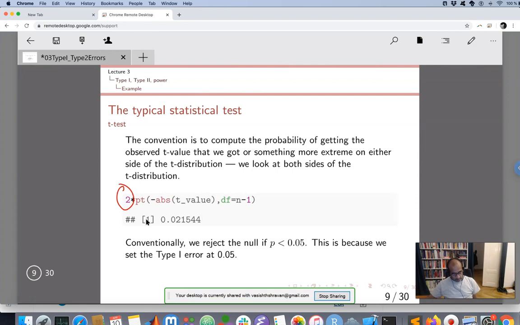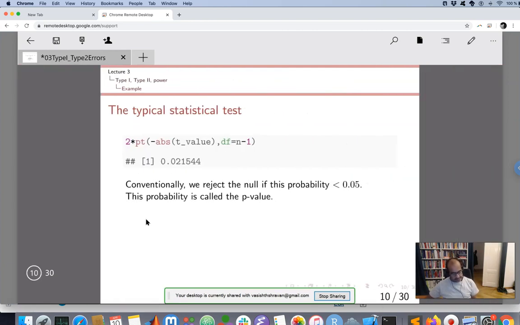Typically, because we set up our alpha, type 1 error, to be 0.05, we will reject the null when the p-value is below 0.01. And in this case, it is below 0.01. Sorry, did I say 0.01? That was a Freudian slip. I meant less than 0.05. So if it's less than 0.05, we are generally going to reject the null hypothesis. That's because we set the type 1 error to be 0.05. So that decides our rejection criterion.